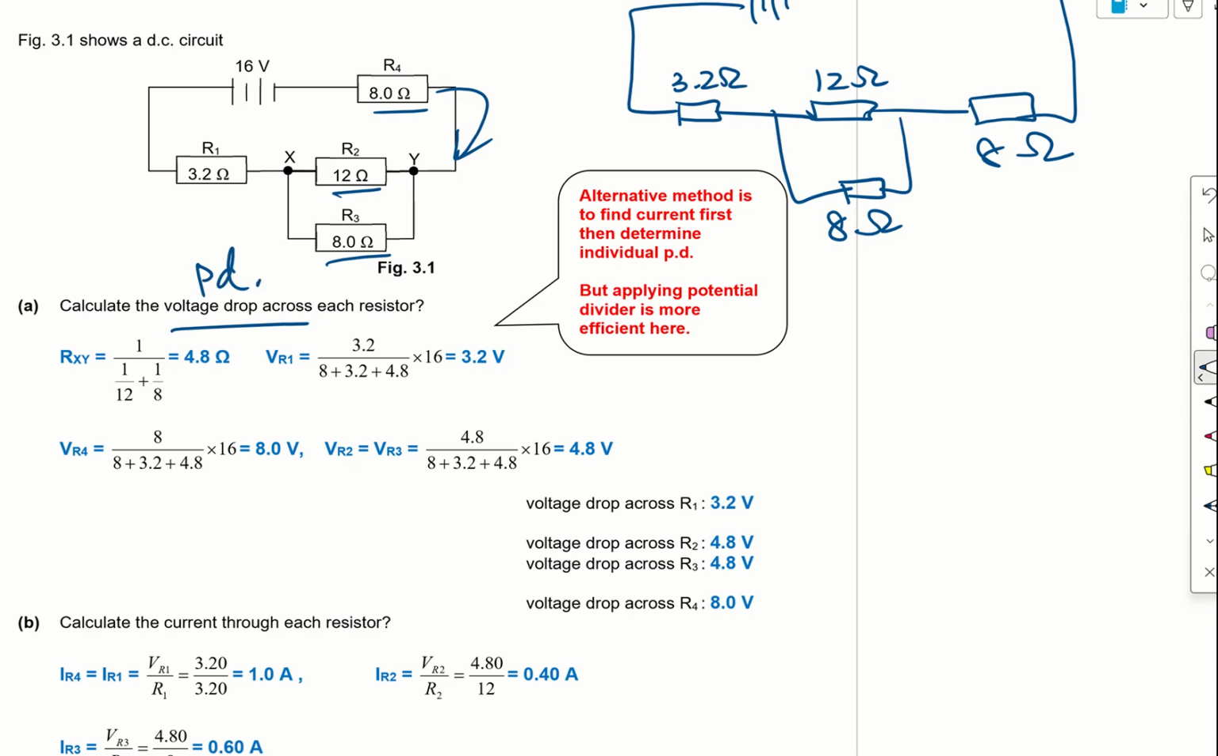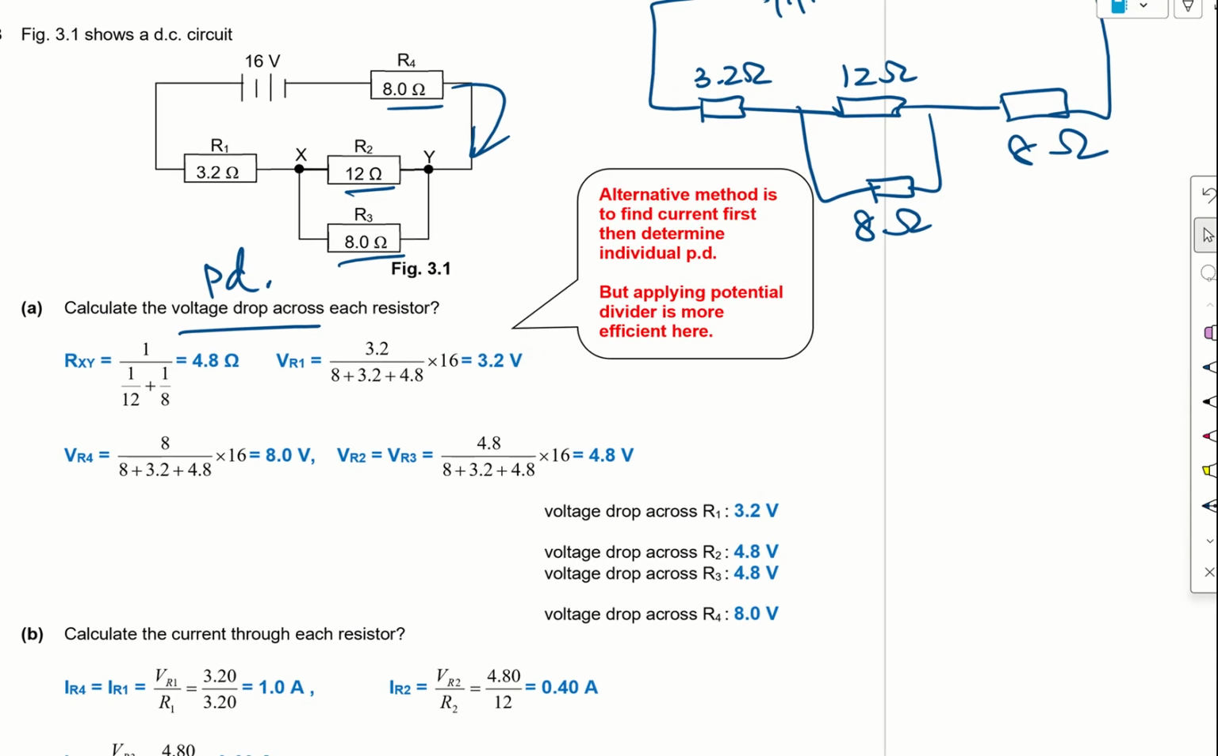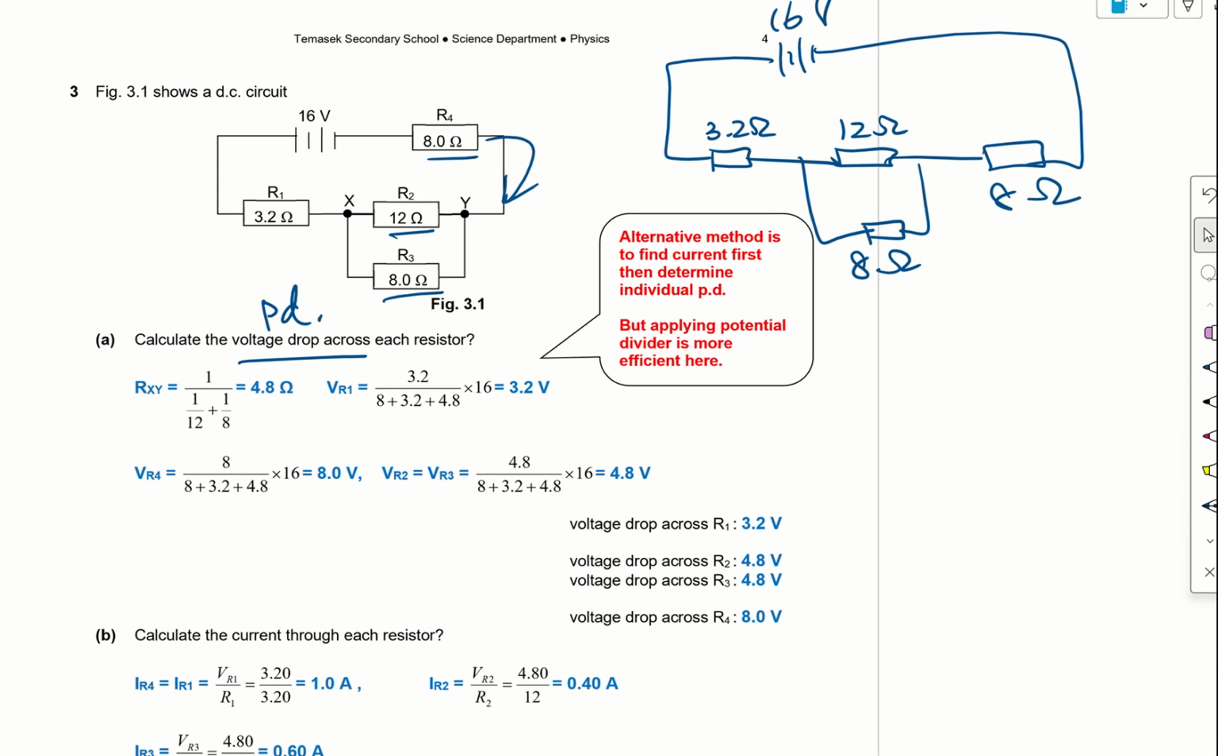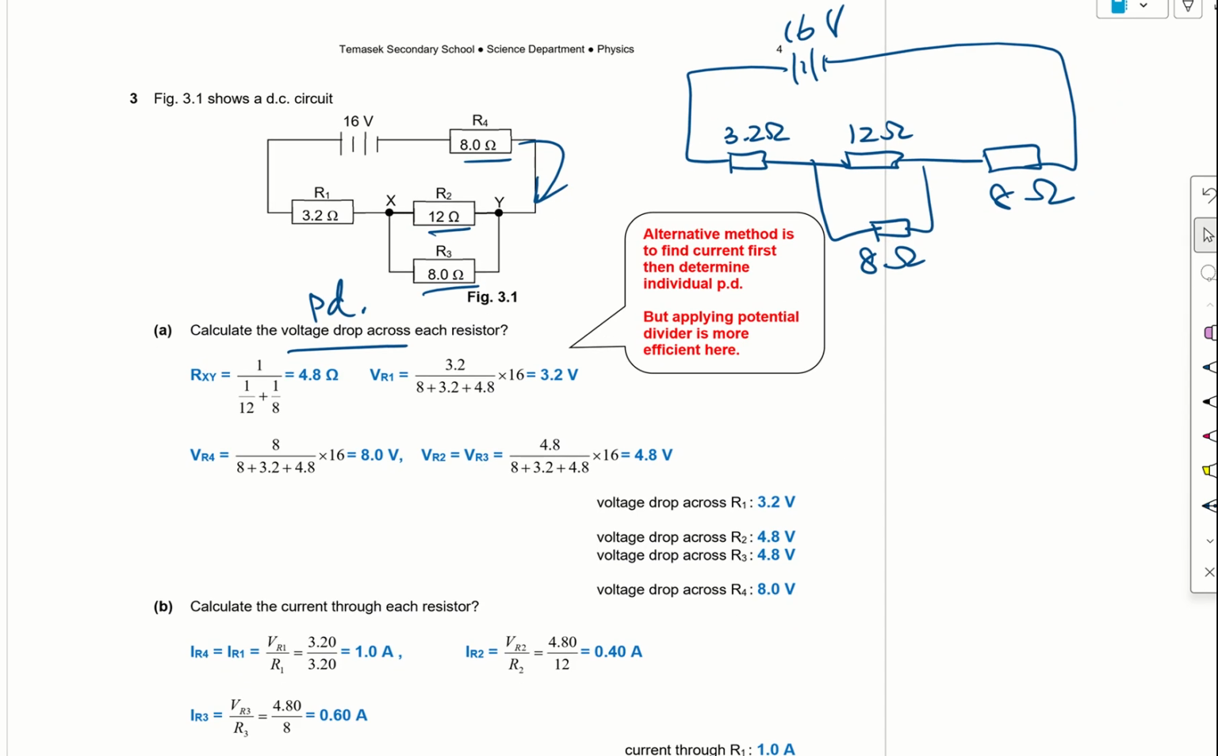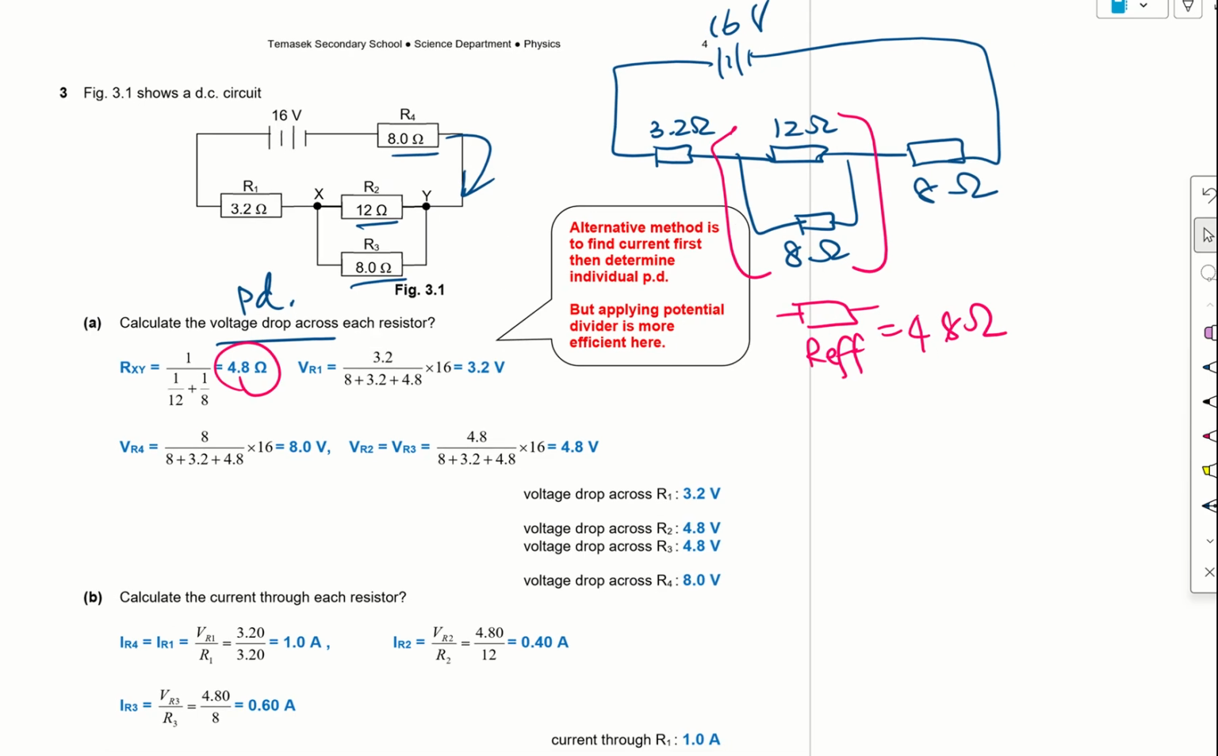Okay, so for R1, maybe we can actually calculate the effective resistance of these two resistors in parallel. So it's 1 over 12 plus 1 over 8. So it is actually effective resistance of 4.8. Okay, I actually look at the answer here. I don't have my calculator.